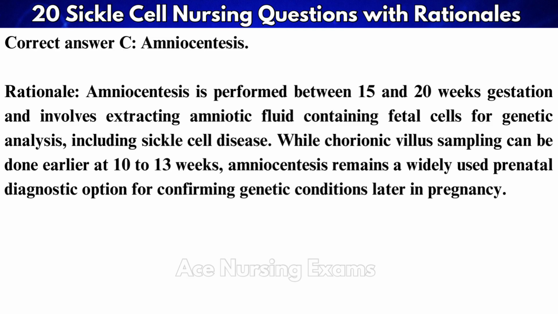Amniocentesis is performed between 15 and 20 weeks gestation and involves extracting amniotic fluid containing fetal cells for genetic analysis, including sickle cell disease. While chorionic villus sampling can be done earlier, at 10 to 13 weeks, amniocentesis remains a widely used prenatal diagnostic option for confirming genetic conditions later in pregnancy.